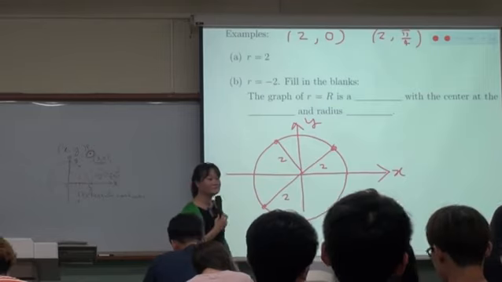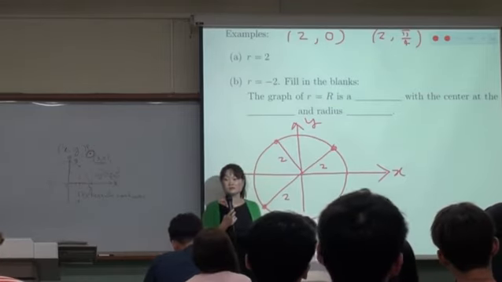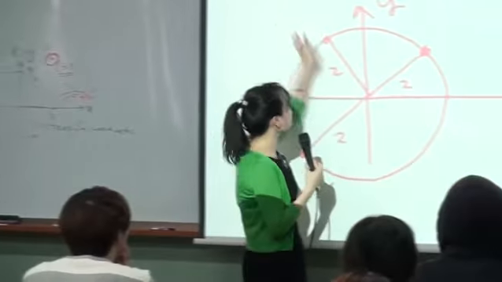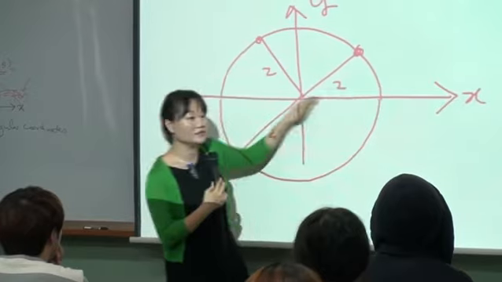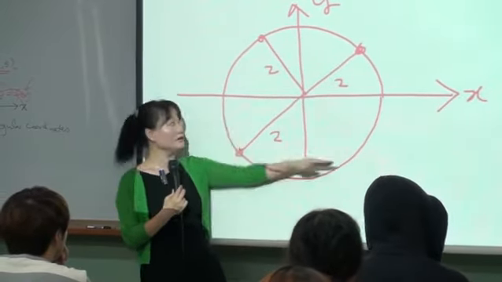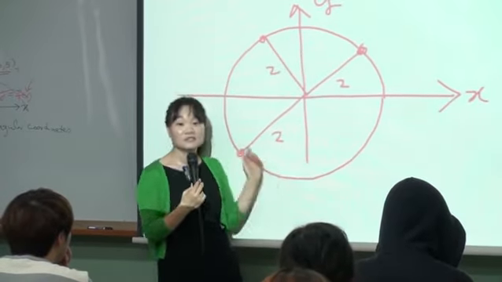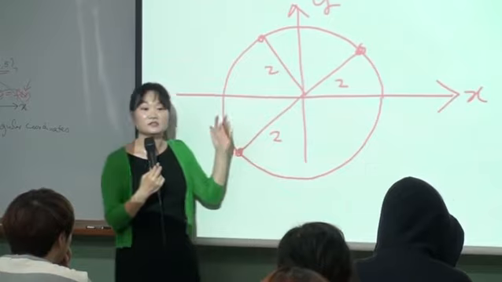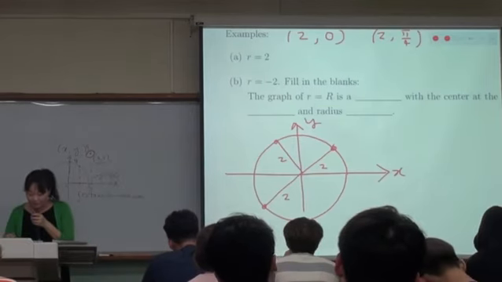Okay? How about R is minus 2? When r is minus 2, for the angle theta, where is my point? Is it here? No, it is here. When theta is pi over 2, is it here? No, it is here. But still, it becomes a circle of radius 2. Okay? So, fill in the blanks in B.